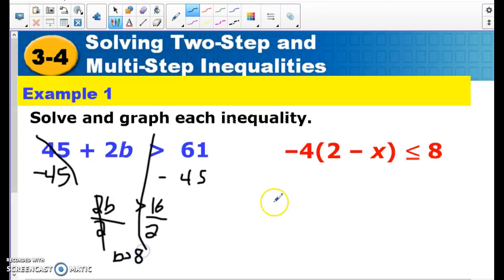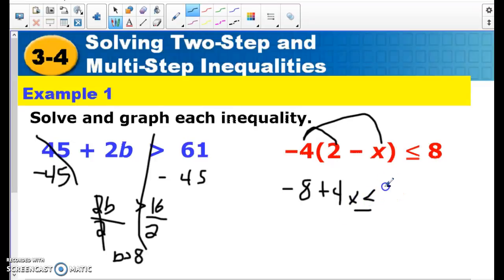We will get into some more difficult stuff here, like with problems like this. Remember, when I distribute, I am distributing to both the 2 and the negative x. When we do this problem in class, I will ask you, which one are we distributing? And the answer is both. We are being fair. They're going to both. So negative 4 times 2 is negative 8. And then negative 4 times the negative x is a positive 4x. And then less than or equal to 8.